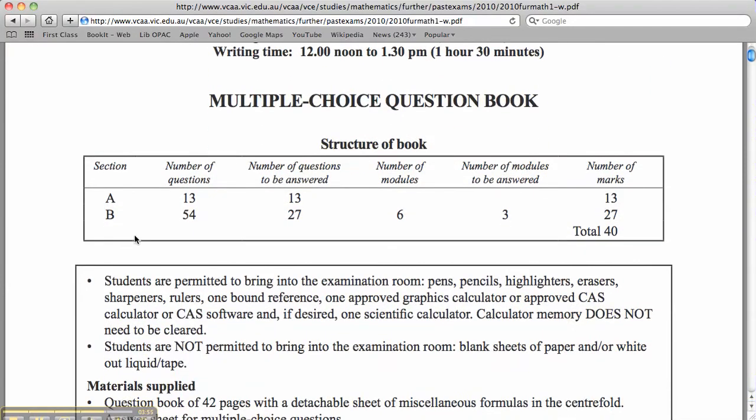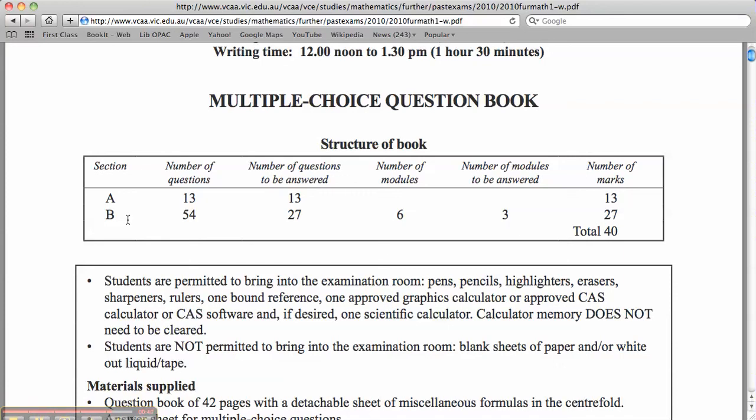Now this is important. Section A is just your core module. That's your statistics module. There are 13 questions for that module. Multiple choice, answer every question. Don't leave anything blank. It's better to guess and maybe you'll get it right than not answer it at all.